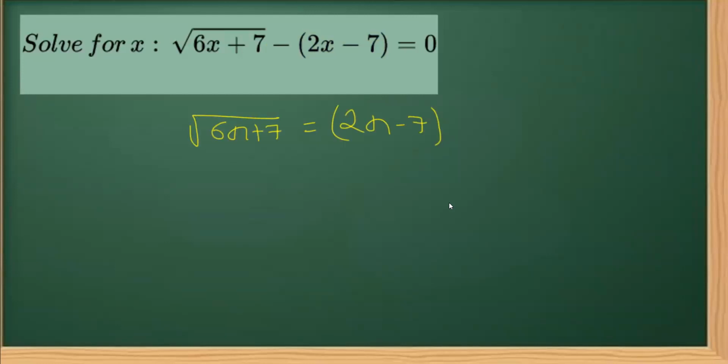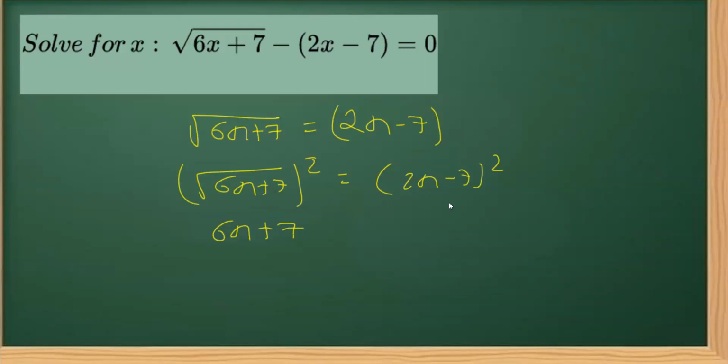In the next step, we are going to square both sides. That means we square 6x plus 7, and on the other side 2x minus 7 whole squared. Obviously, in this case, the square will cancel out with the under root. So the left-hand side will be left with 6x plus 7.